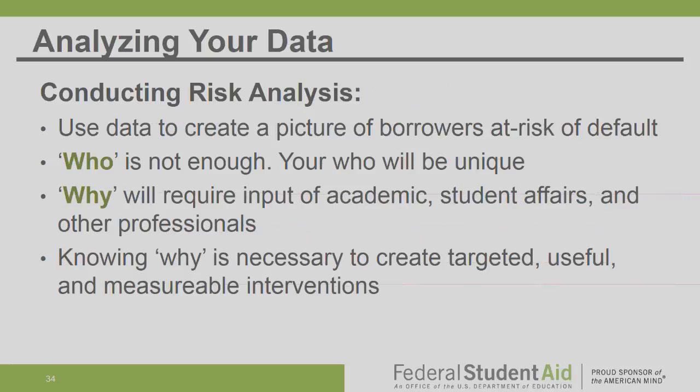So when we talk about analyzing your data, we talk about who, what, and when. Once you define the who, then you need to determine why they defaulted. The why will be required of your academic information. You look at student affairs. You look across your campus to figure out why these students have defaulted. Knowing your why will be necessary so that you can measure your results and create an executable way of addressing those.